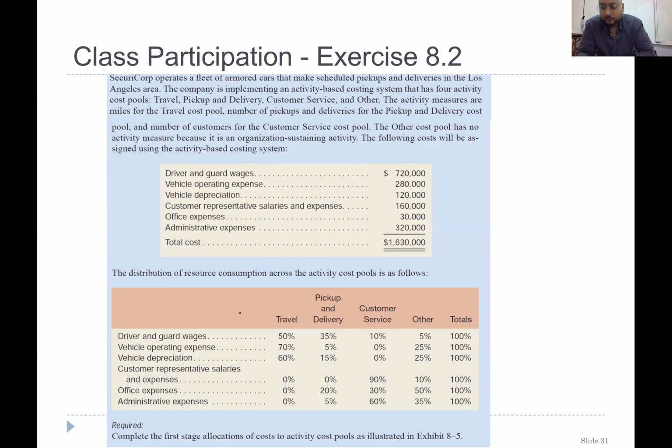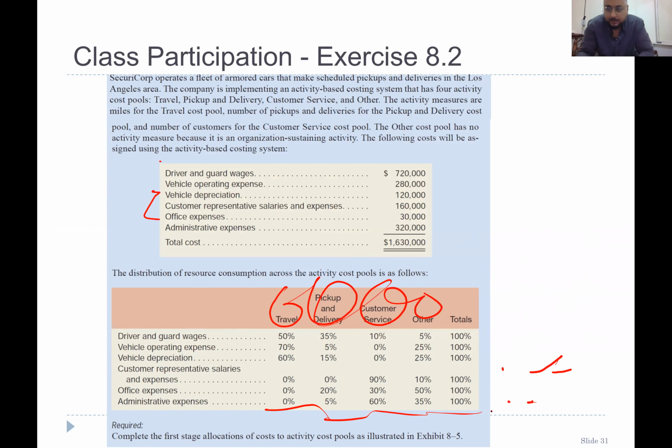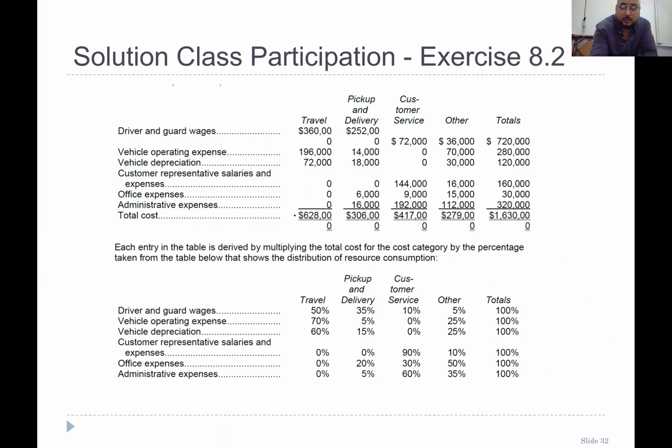So in our previous class, we have done this first stage allocation. All you need to do, these are the costs and these are the cost drivers, cost pools based on 4 activities. You need to find out the first stage allocation, which means just multiply this accordingly and you can find out the cost pools here. So I have pasted the answer here. So these are the cost pools.